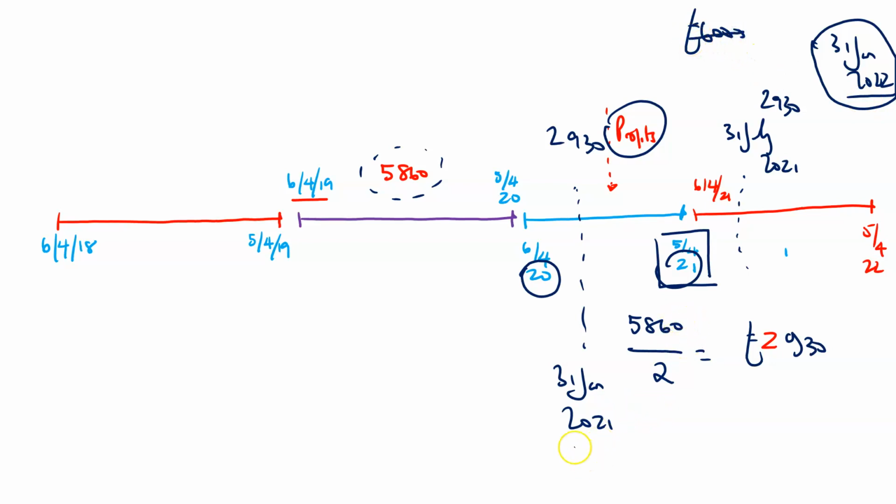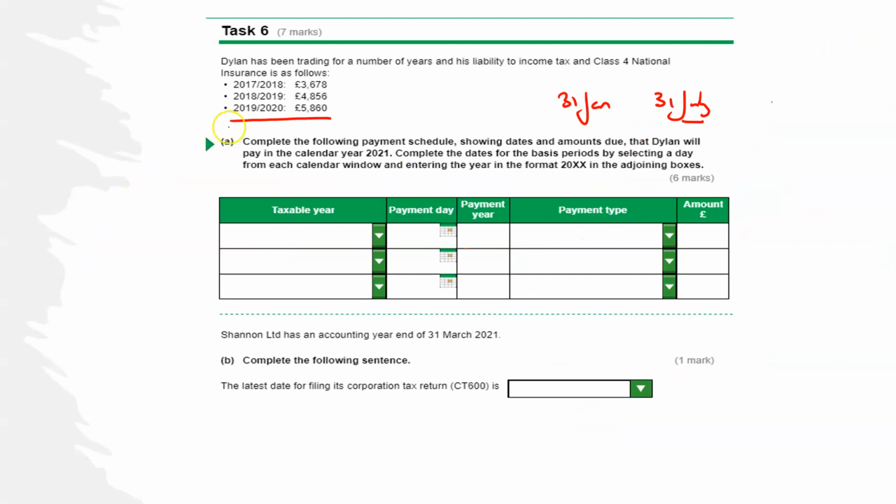So as far as January 2021 and July 2021, I'm paying half. Now, the question I should also be asking is, in this period as well, what did I pay? Well, I'm going to look back at the previous year, which was 4,856.